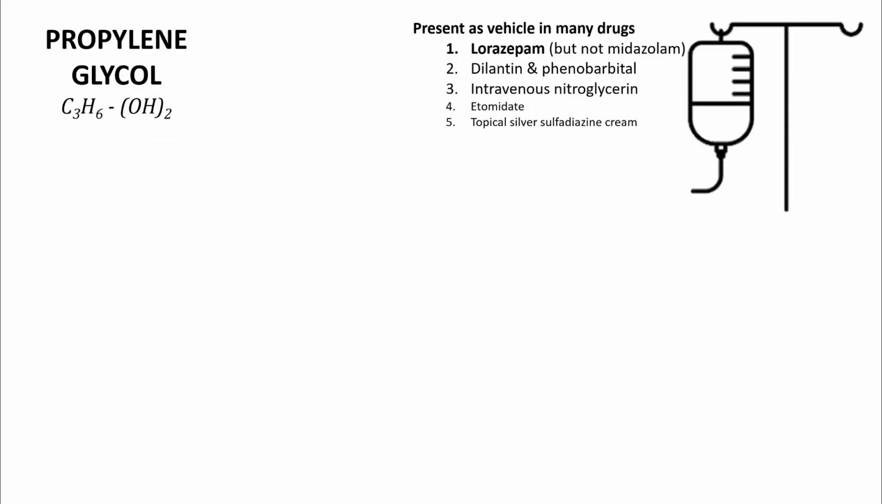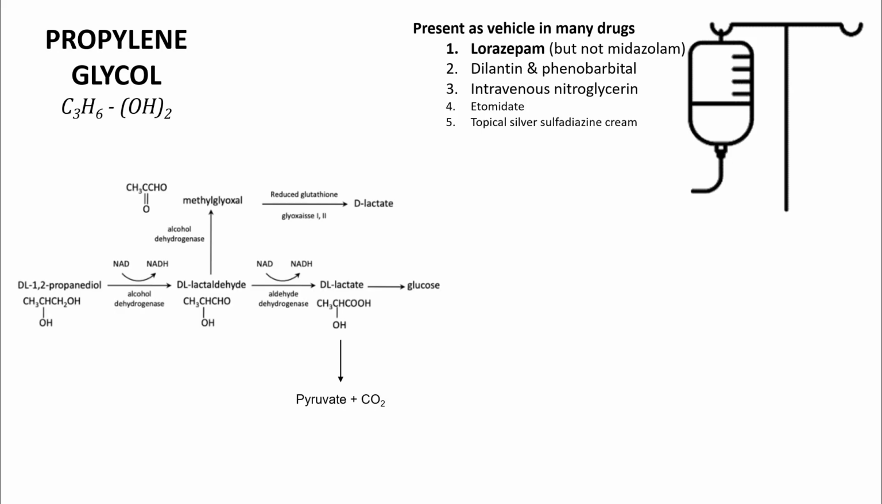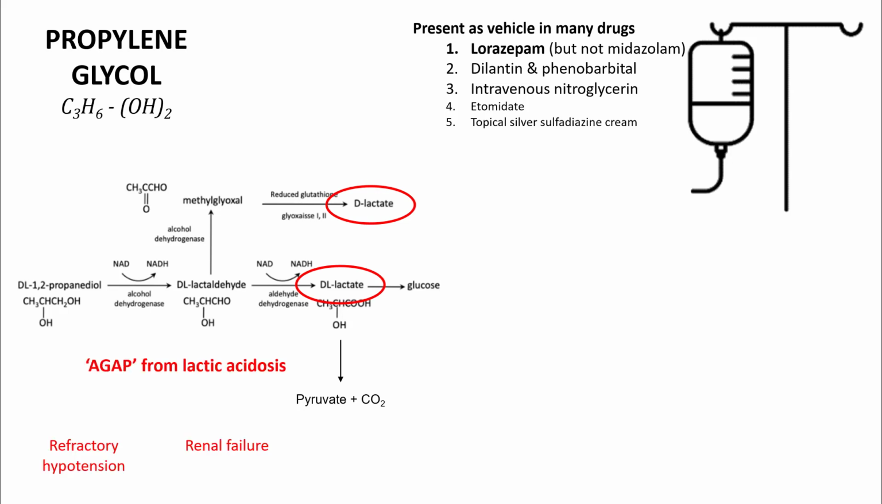Propylene glycol is the vehicle in many drugs, mostly lorazepam, dilantin, phenobarb, and IV nitroglycerine. It's also used in silver sulfadiazine cream, which is used in burn patients. Propylene glycol is metabolized by alcohol dehydrogenase into lactaldehyde, which further converts itself into lactic acid. So you get a large anion gap from lactic acidosis.